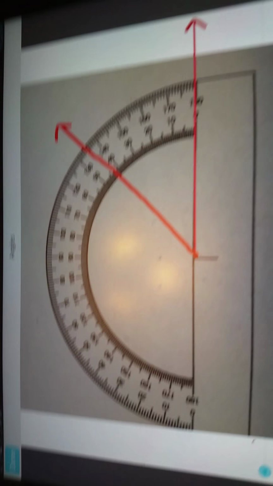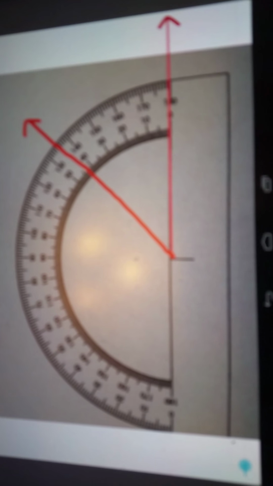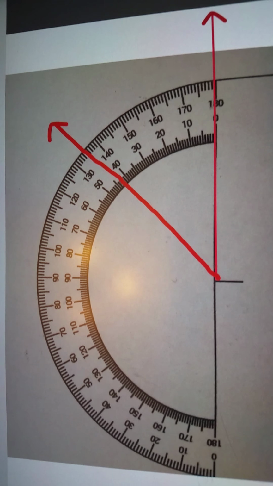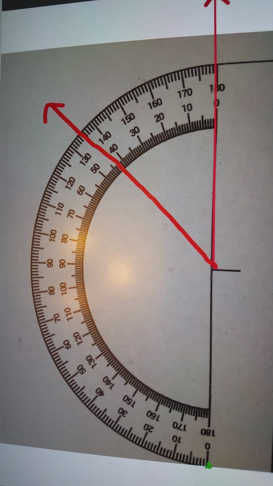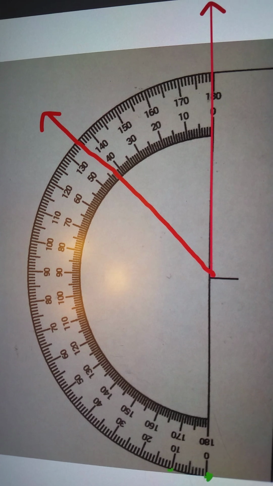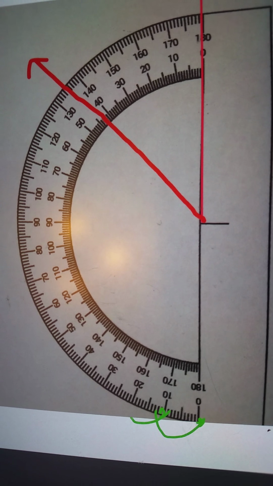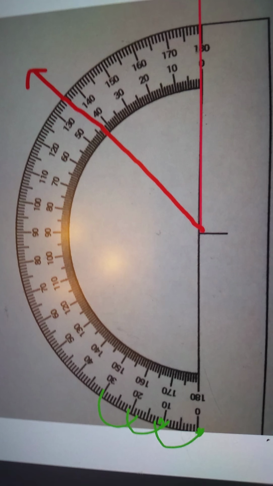Alright, before we find the measure of angles on a protractor, I want to start by examining how a protractor is numbered. We come over to the left-hand side. We'll notice the first number is 0, and the next number is 10. So it's counting 10, 20, 30. So it's counting by tens.